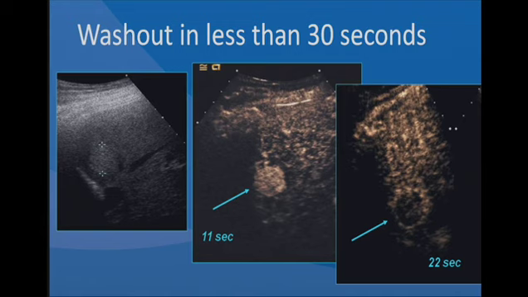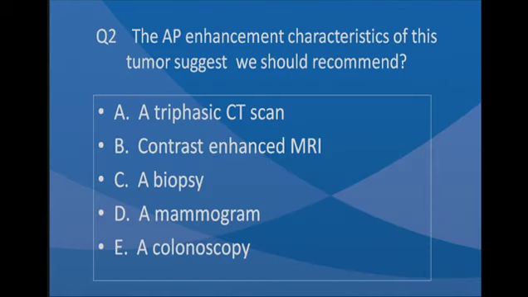So when we see this appearance with washout in less than 30 seconds, what is the question that we'll pose? The enhancement characteristics of this tumor suggest that we should recommend which of the following: a triphasic CT scan, a contrast-enhanced MRI, a biopsy, a mammogram, or a colonoscopy.